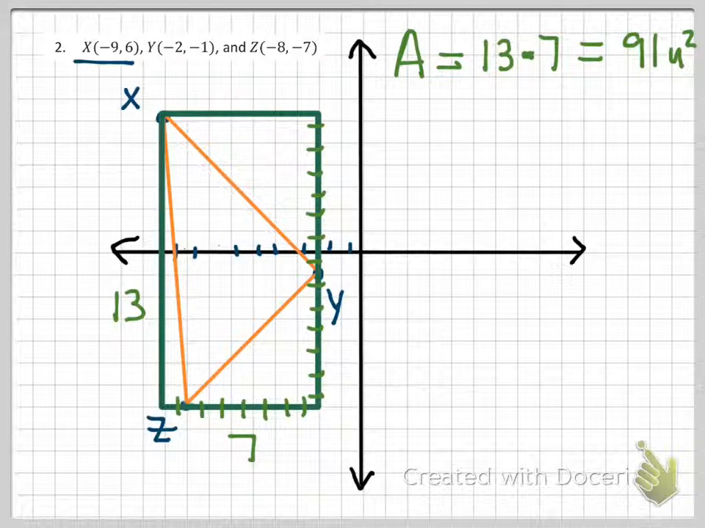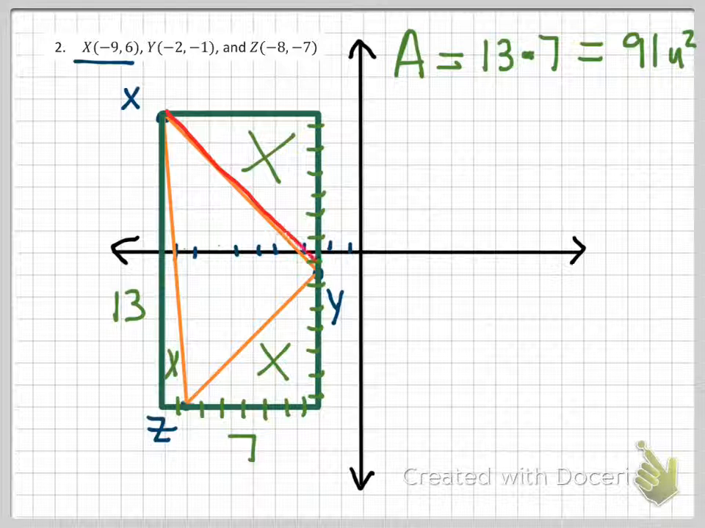Now, we don't want the area of the rectangle. We want the area of the triangle. So we have to get rid of this triangle. We have to get rid of that triangle. And we have to get rid of this little tiny skinny one on the left side as well. So let's start by finding the area of the triangle up on top here. We'll call this one the red triangle as I outline it here.